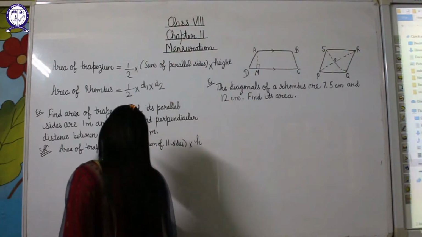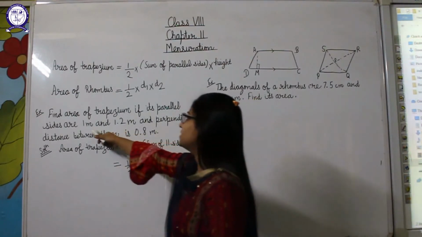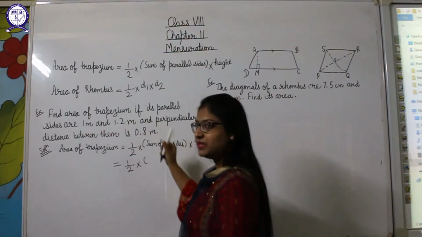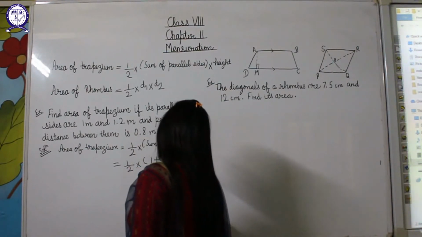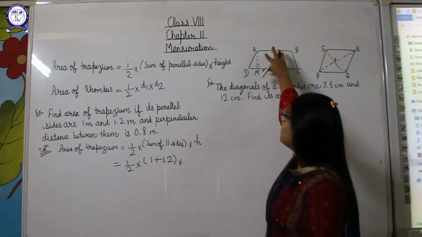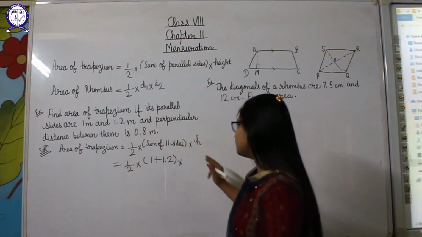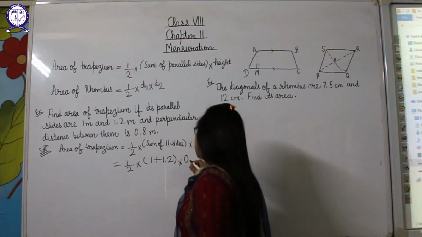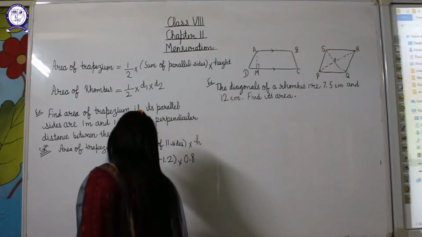Now 1 by 2 into sum of parallel sides. What are the parallel sides? 1 meter and 1.2 meter. So we have to add them. 1 plus 1.2 into what is the height? As I told you, height is the perpendicular distance. So perpendicular distance between them is 0.8 meter. So height is 0.8. Now how will we solve this?